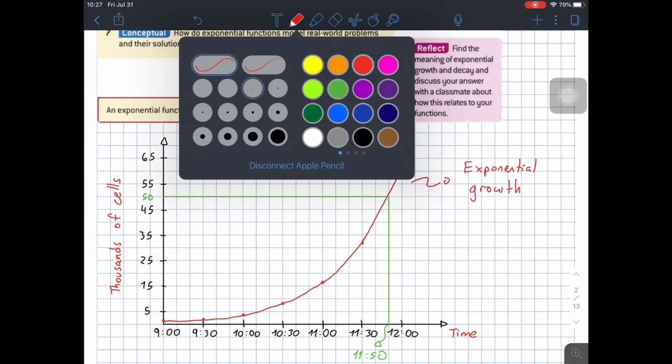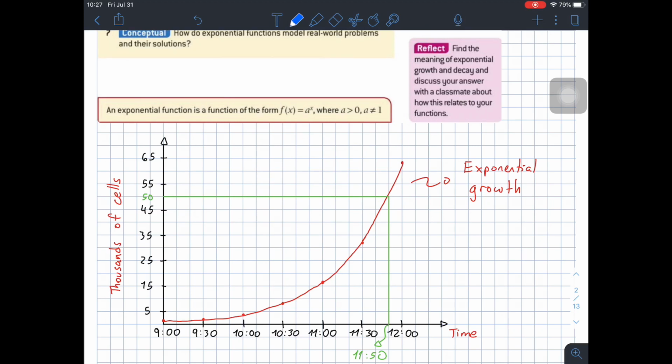But there might be other cases, such as, for example, the decreasing temperature when we take a cup of coffee from the microwave, in which we're going to call this exponential decay, okay? If it decreases exponentially as time goes by, we're talking about exponential decay. If it increases exponentially as time goes by, we're talking about exponential growth, okay?